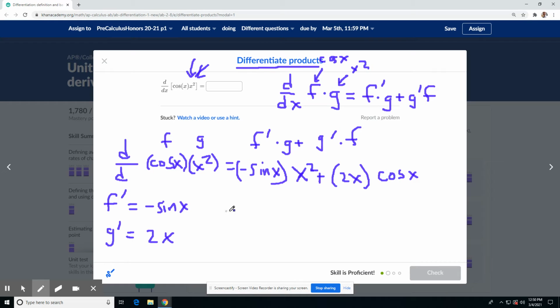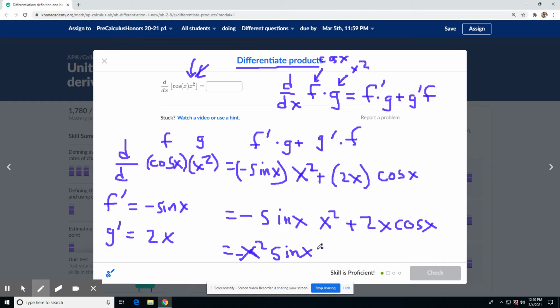Then we just want to simplify, make everything look nice. Negative sine x times x squared. I'll probably write that out in front. Plus 2x cosine x. So I would write this as negative x squared sine x plus 2x cosine x. And it doesn't matter too much. It just prevents that confusion of what's included inside the trig function. That's why we usually write it out front.